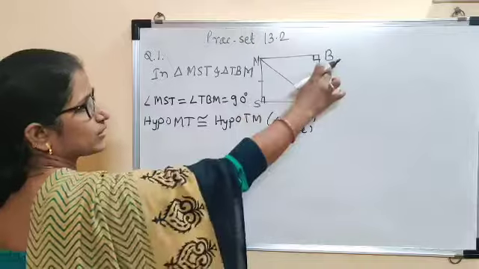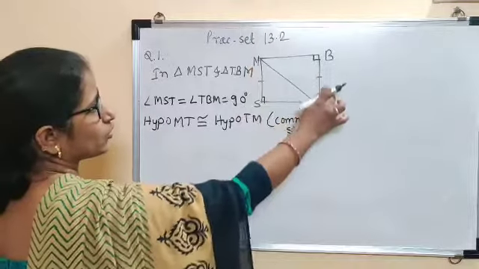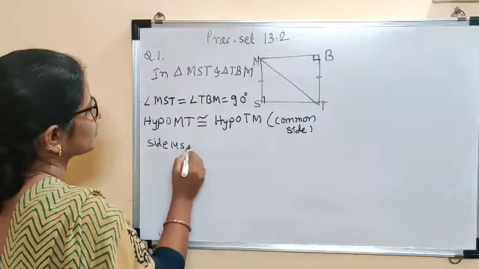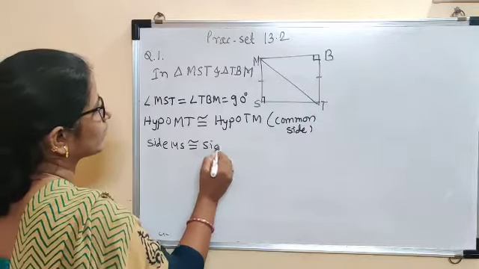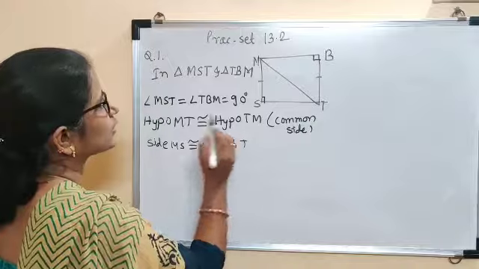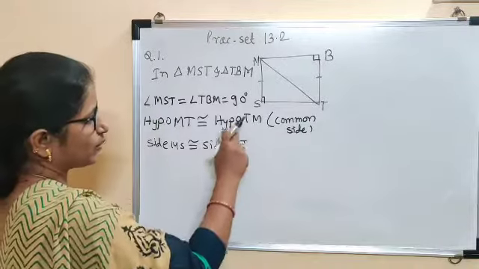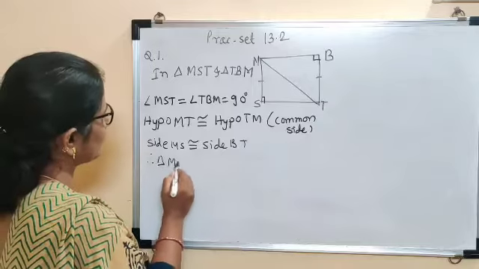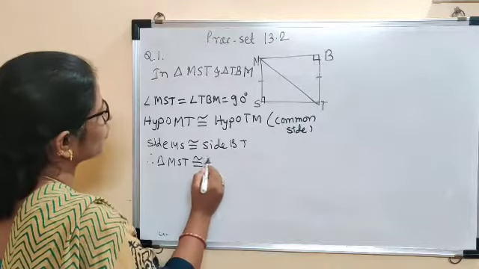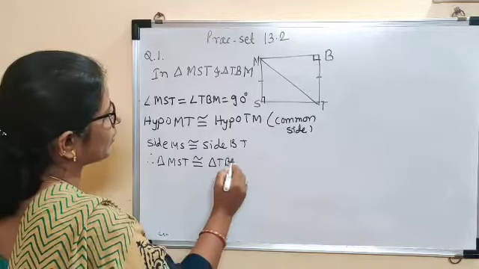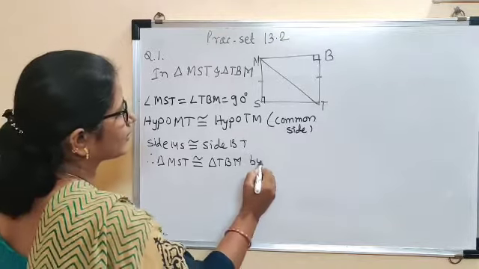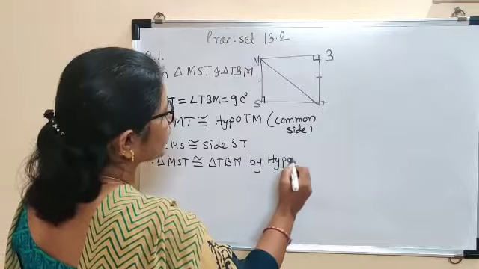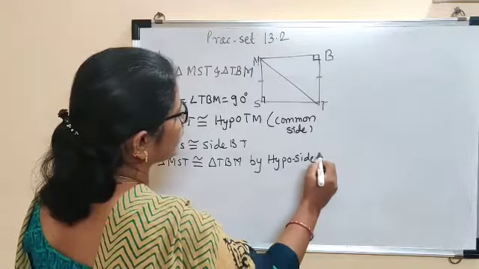And one more thing is given congruent. This side is congruent to this side. So side MS is congruent to side BT. So which test is it now? Hypotenuse and side. Therefore triangle MST is congruent to triangle TBM by the hypotenuse side test.